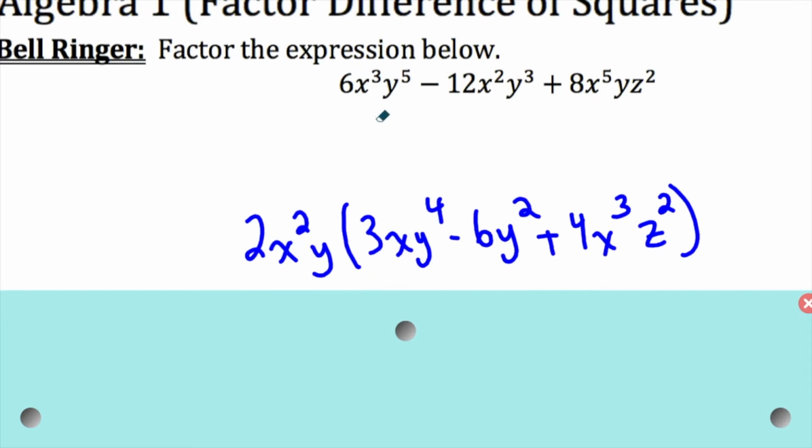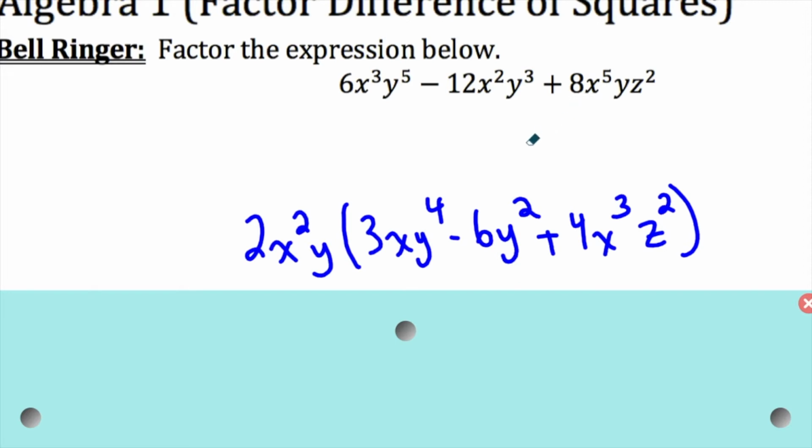But then remember from 2-2A, what we finished out was we actually took that and divided it from each term. So 6 divided by 2 was 3. And then x to the third, if we took out x squared, we were left with an x to the first. Y to the fifth, took out y, we were left with y to the fourth. Minus 12 divided by 2 is 6. We started with x squared, but we took an x squared out, so there's no x's left. And then we started with y to the third, and we took a y out, we're left with y squared.